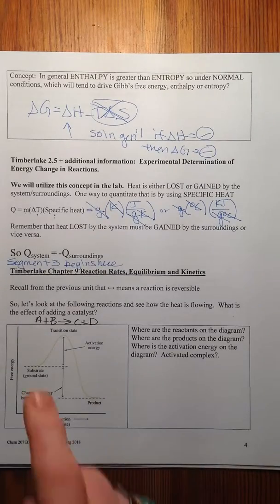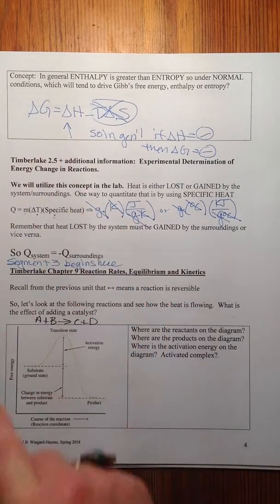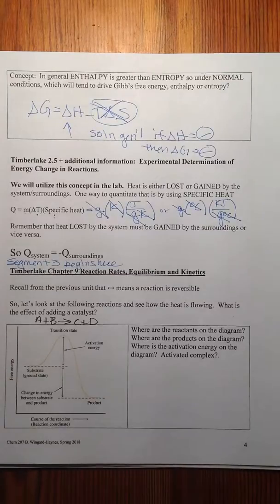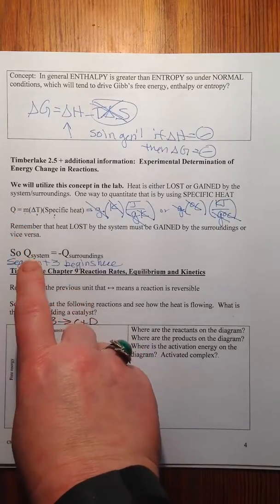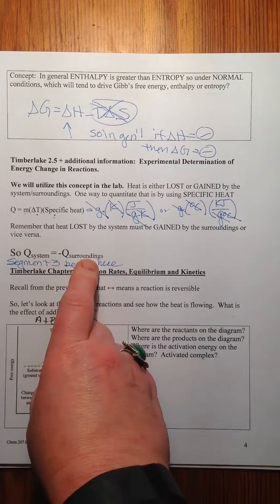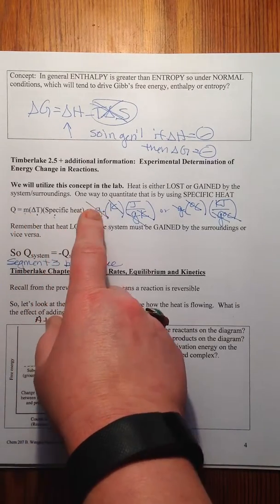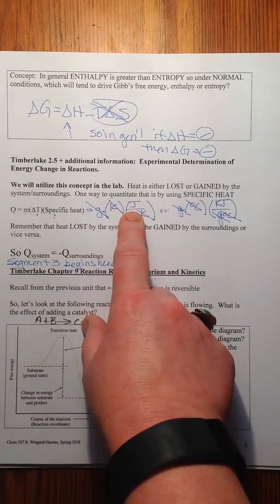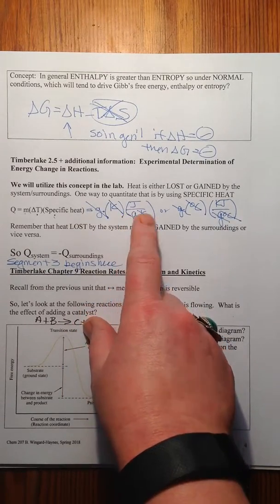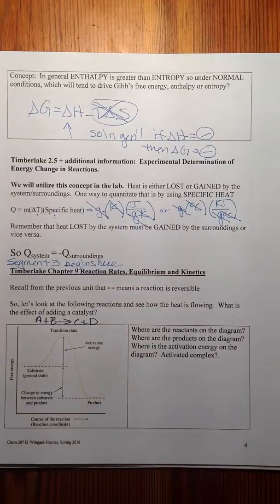In the last segment, we talked about Gibbs free energy and the fact that for the most part, we're going to look at enthalpy as the driver of Gibbs free energy, and that the heat of the system is the negative of the heat of the surroundings. When you look at the units, they cancel to give you a heat unit, such as joule or kilojoule or calories or kilocalorie. Now what we'd like to do is look at reaction rates, equilibrium, and kinetics.